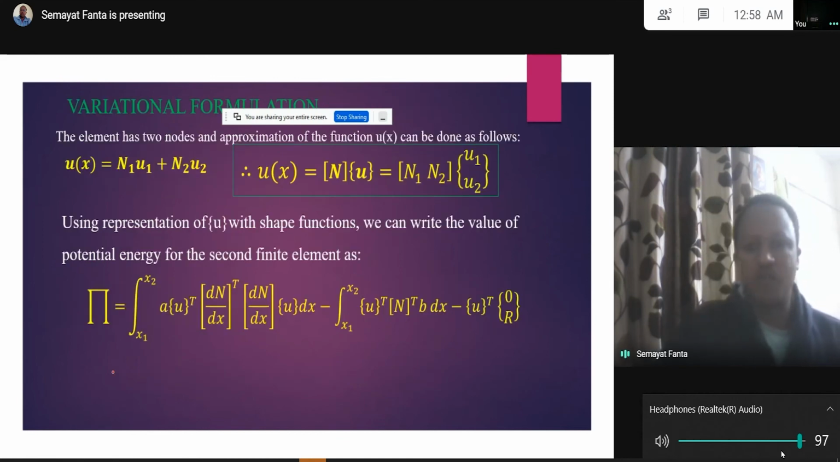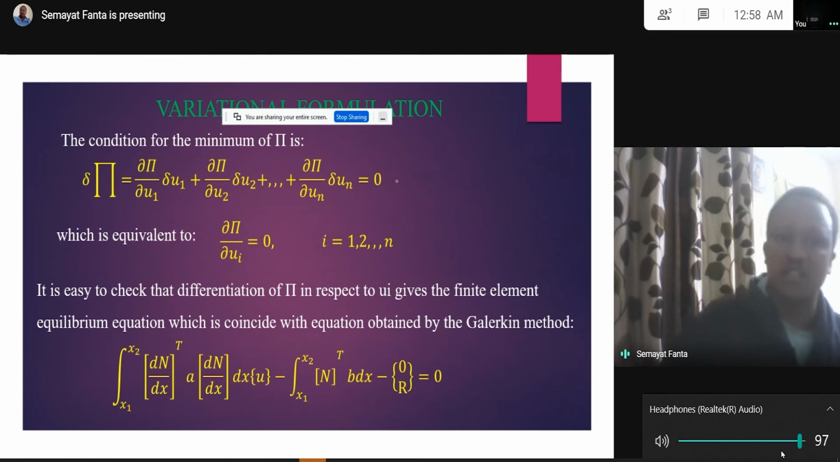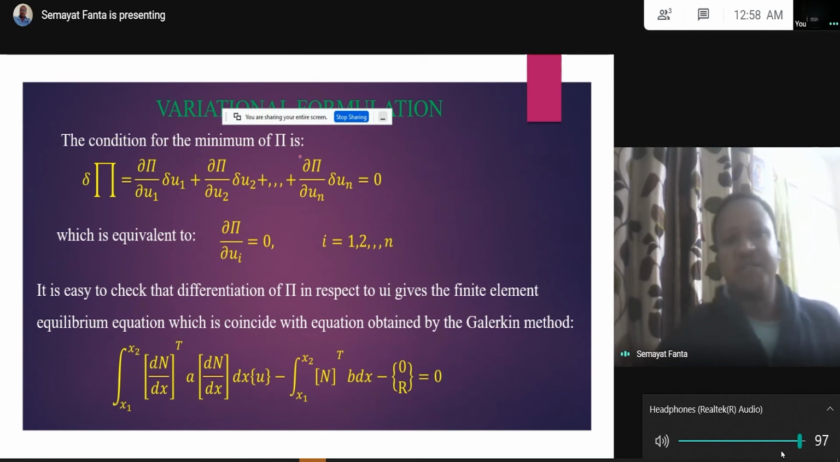Actually, the weak form of representation of the function. This is the weak form. So this variational formulation needs minimization of the function. Okay, so how can we make use of the minimization?